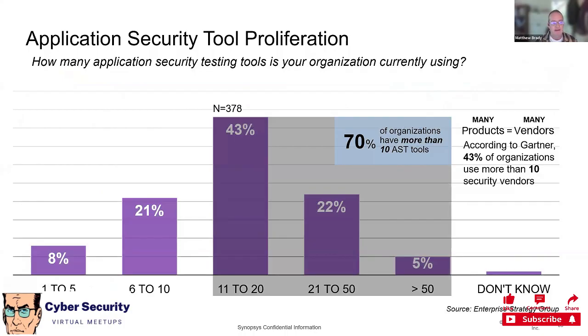And what we're seeing is the same in application security. This research from the Enterprise Strategy Group shows that 70% of organizations that they questioned have more than 10 separate AST tools. And there is an analog in a Gartner analysis that shows that this also correlates to lots of different vendors of those tools. So 43% of organizations have more than 10 different security vendors. So this is definitely a thing.